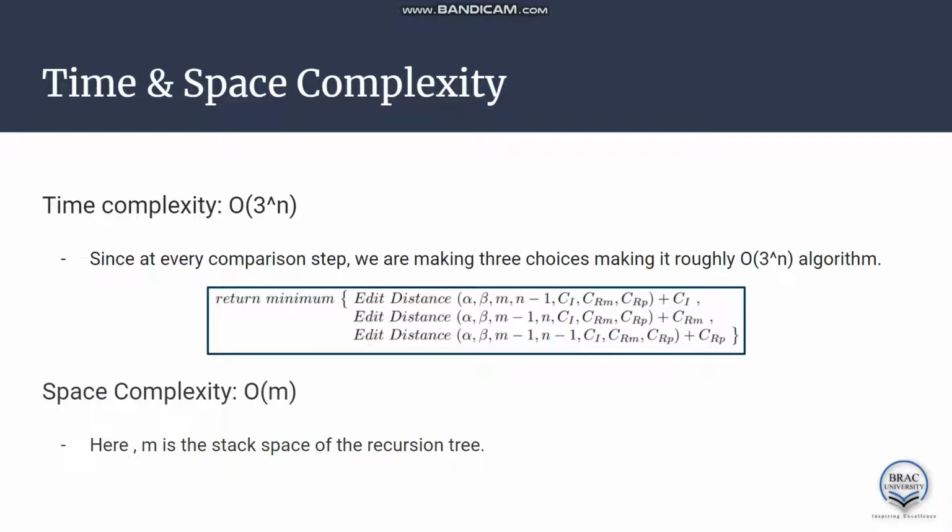In time and space complexity, the time complexity is O(3^n), since at every comparison step we are making 3 choices, making it roughly a big O(3^n) algorithm. For space complexity, it's big O(m). Here m is the stack space of the recursion tree.